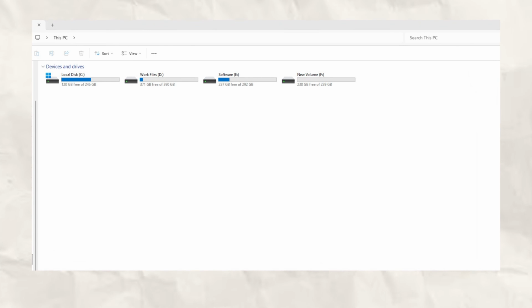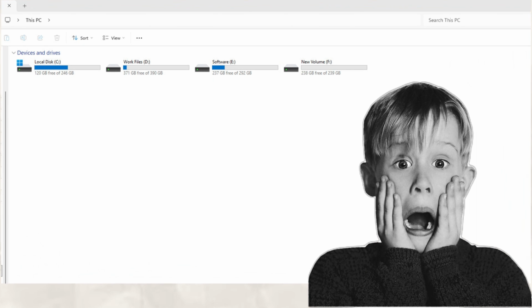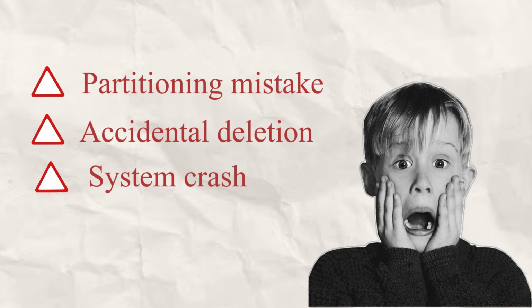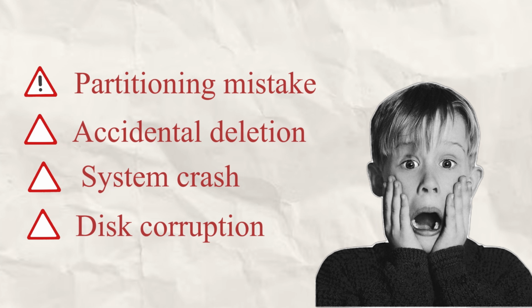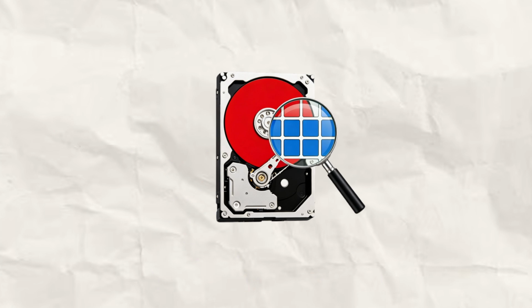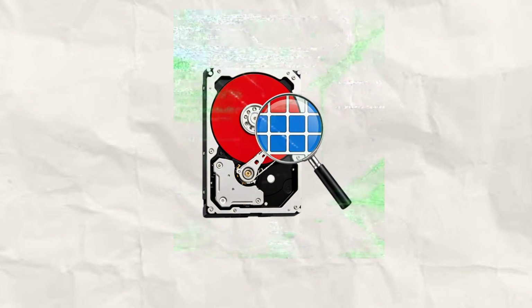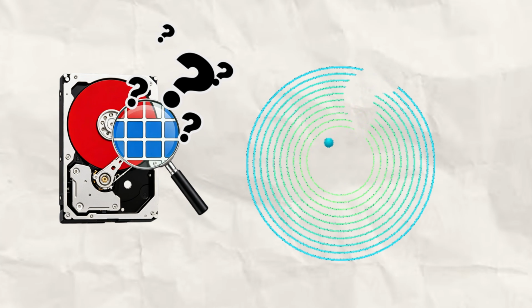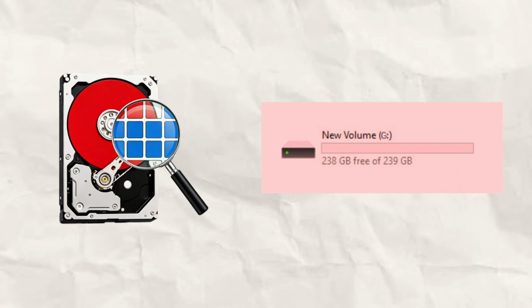Have you ever opened File Explorer and suddenly discovered that an entire partition is missing? Maybe a drive letter disappeared after a partitioning mistake, accidental deletion, a system crash, or disk corruption. The good news is that, in many cases, when a partition is deleted or lost, the actual files are not erased immediately. Instead, the partition information is removed, making the operating system unable to locate and display the files. As a result, the partition disappears from File Explorer. However, the data is often still physically stored on the disk and can be recovered with the right tool.